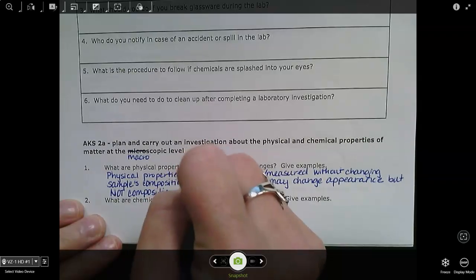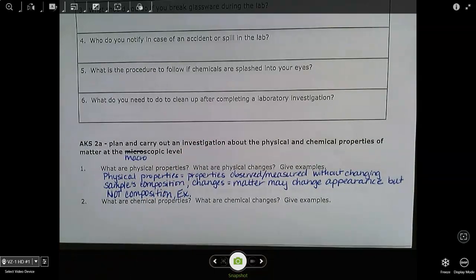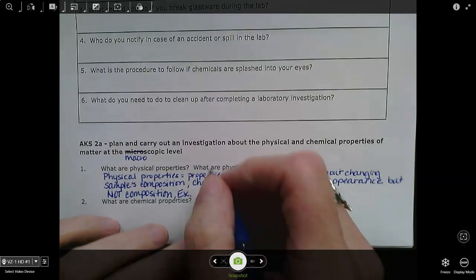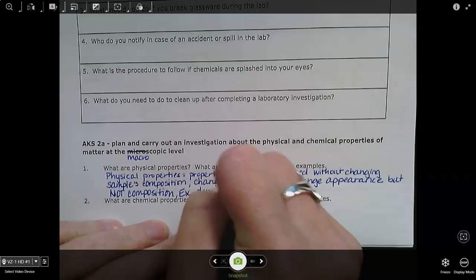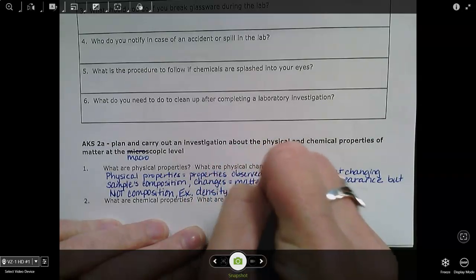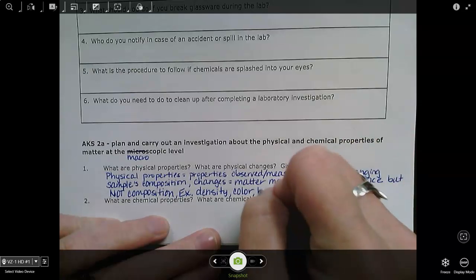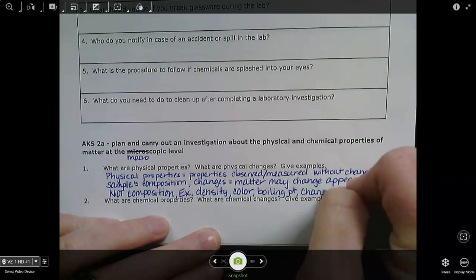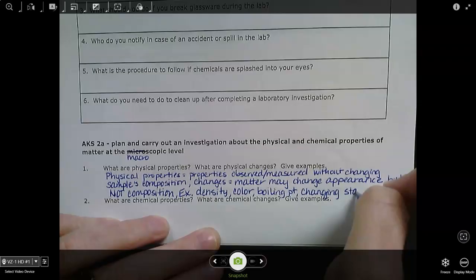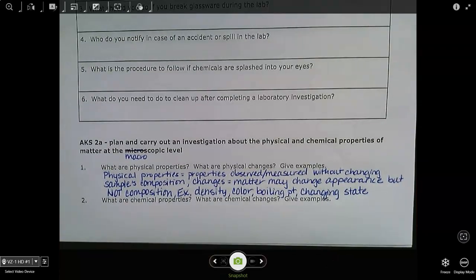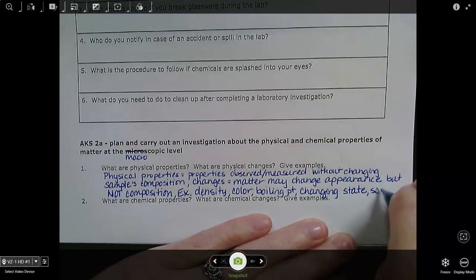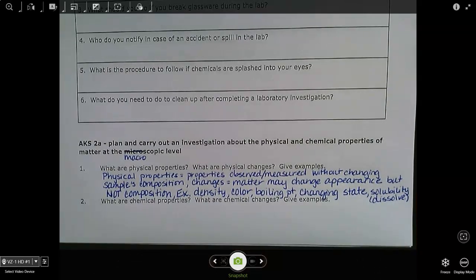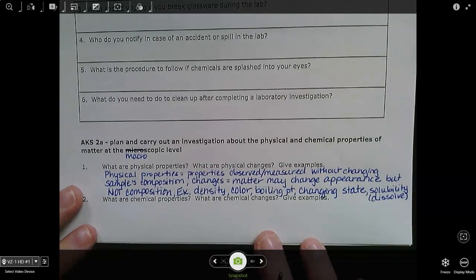So some examples of physical properties and changes would be things like density, the color, the boiling point, changing state, which means going from a solid to a liquid to a gas or vice versa. Things like solubility, where that means it can dissolve into something else. That's actually a physical process. Okay, so all those are examples of physical properties.